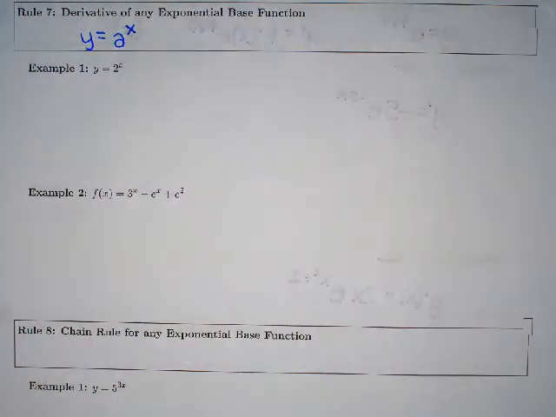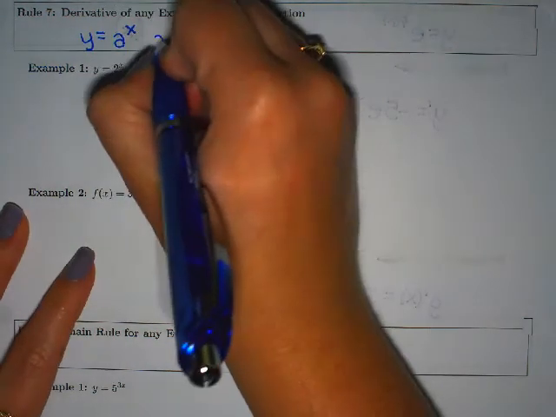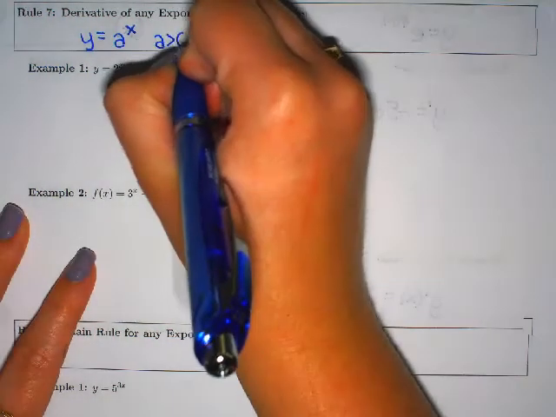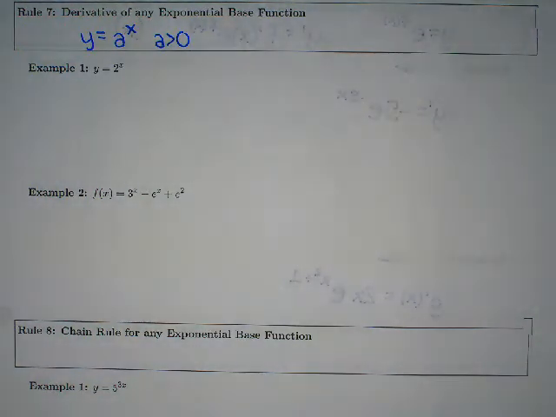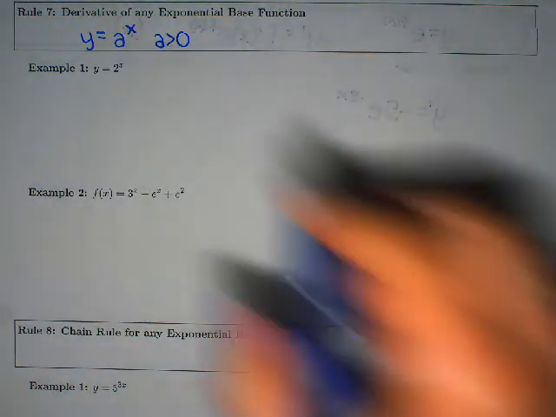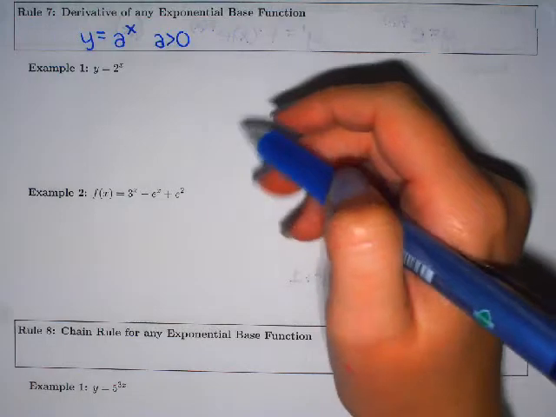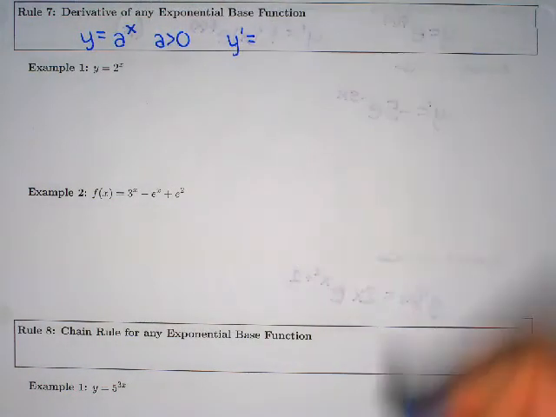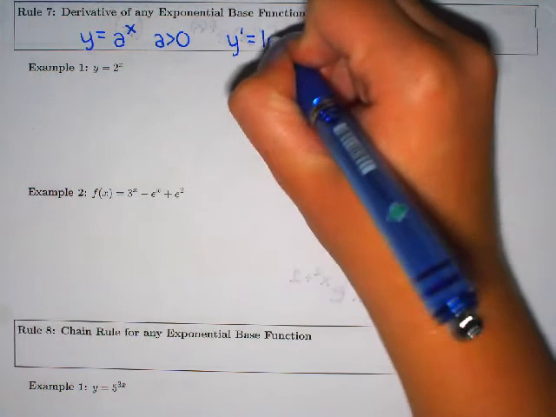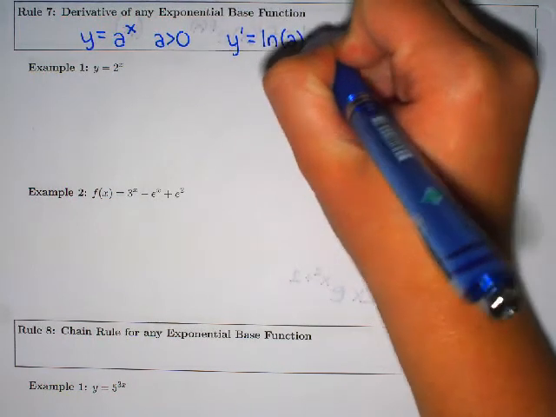What if you don't have e to the x, but instead you have any number raised to the x? Y equals, and I'm just going to write it as a to the x. And this is assuming a is bigger than 0, so it has to be a positive number. So the derivative of e to the x is e to the x. But if you have a to the x, any number besides e, you do ln of a times a to the x.